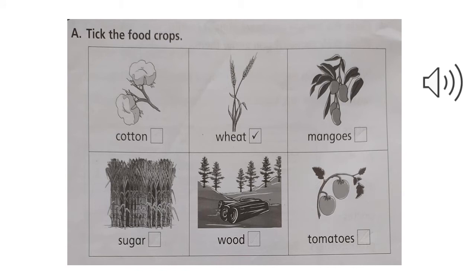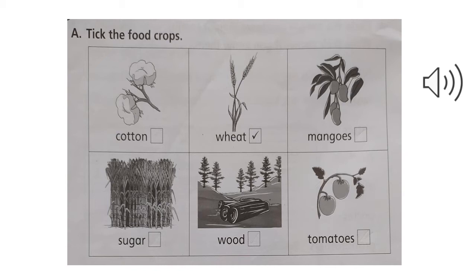Unit 2, Food and Farming. Link 2.2, I will learn which crop gives us food. Exercise A, tick the food crop. Here we have given some crops that are sugar, cotton, wheat, wood, tomatoes and mangoes. Now we have to tick only those crops that give us food, that are the food crops. For example, wheat. This is done for you.